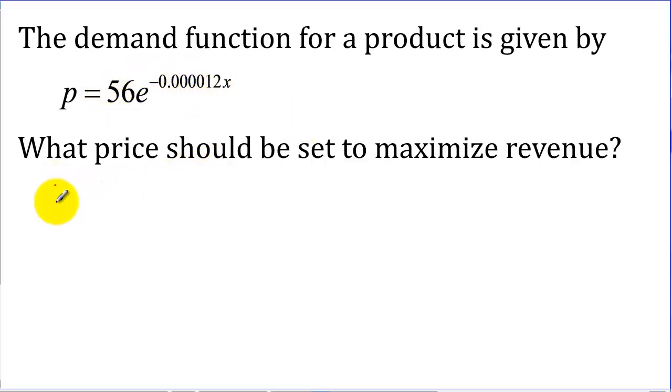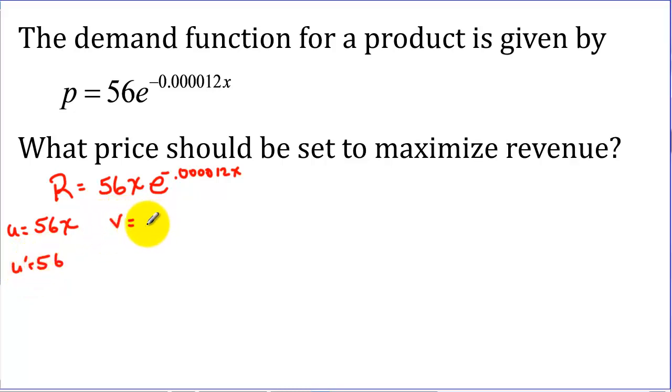So remember, revenue is price times x. So our revenue function would be 56x e to the negative 0.000012x. So we need to use our product rule to find the derivative. So that's our u and our u prime.